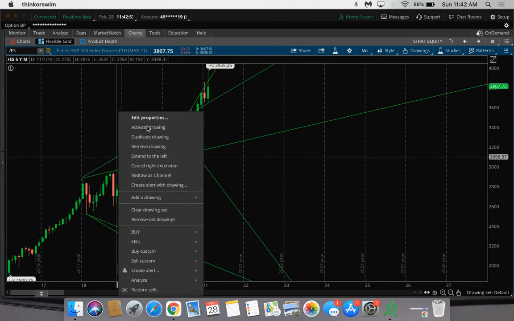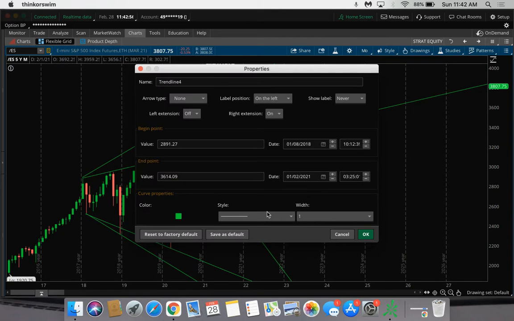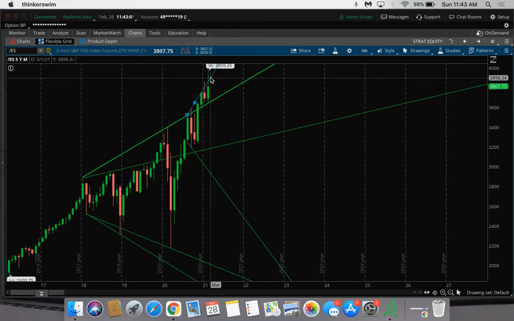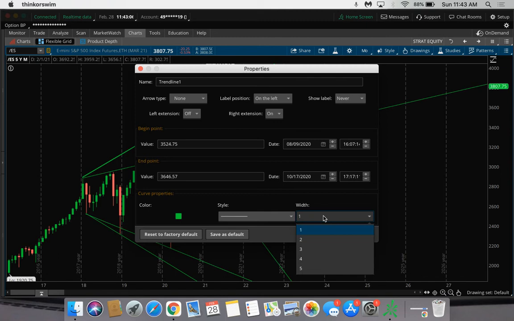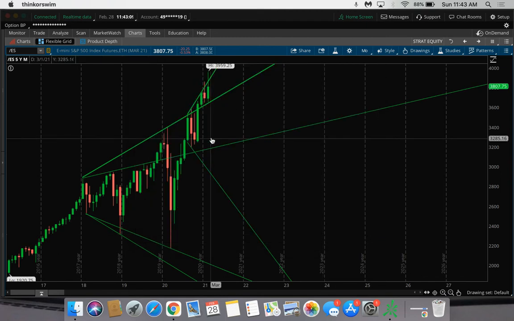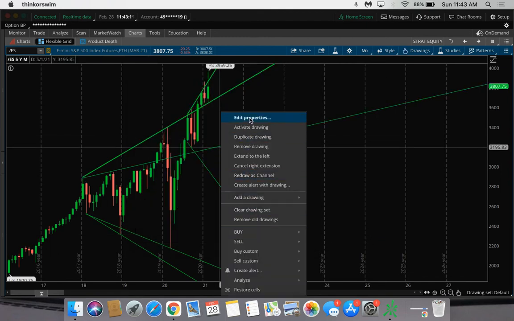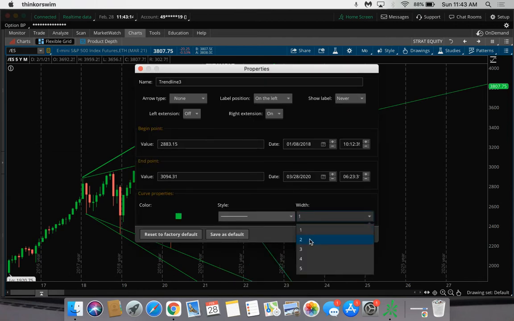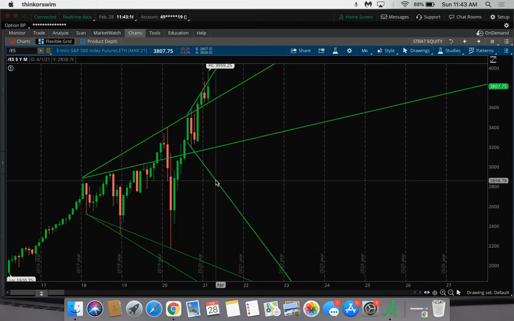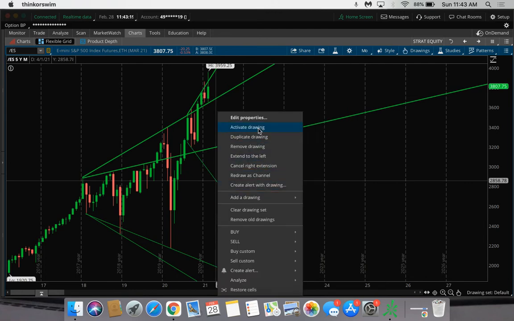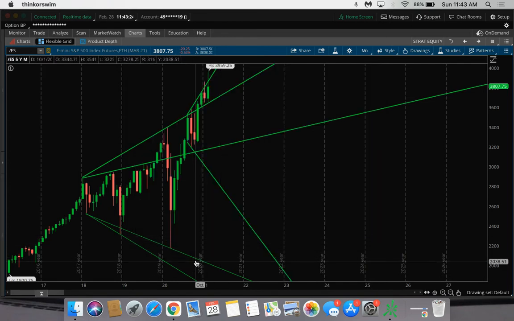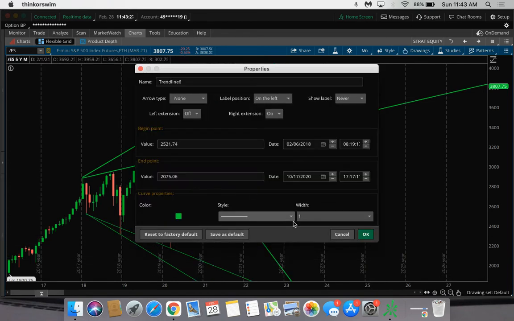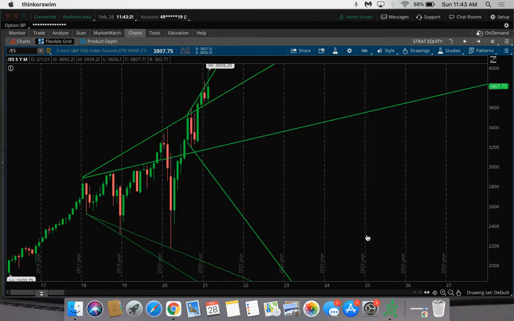I'm going to change this to a width 2 on all of these, so they stand out as the monthly broadening formation that we see on the monthly. Okay. You can change them, you can change their color, whatever it takes to help you visualize this better. And last one.